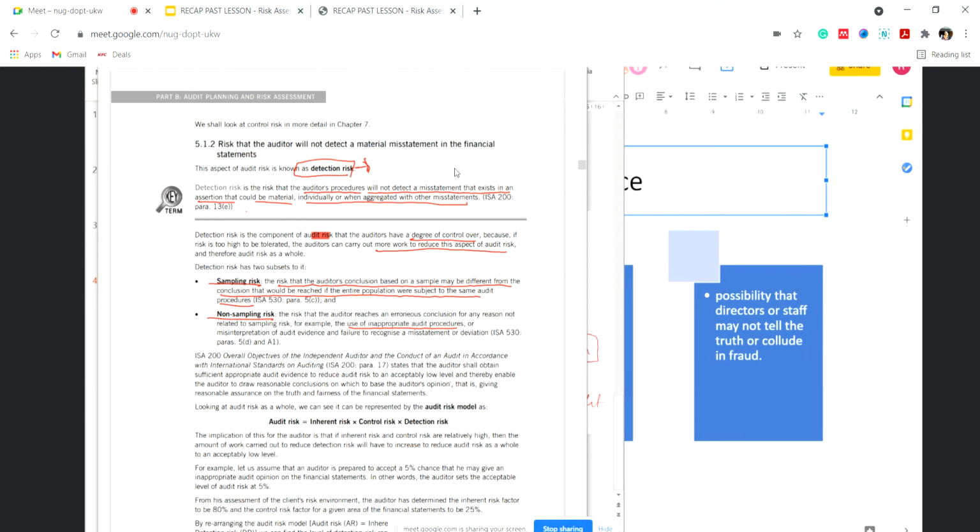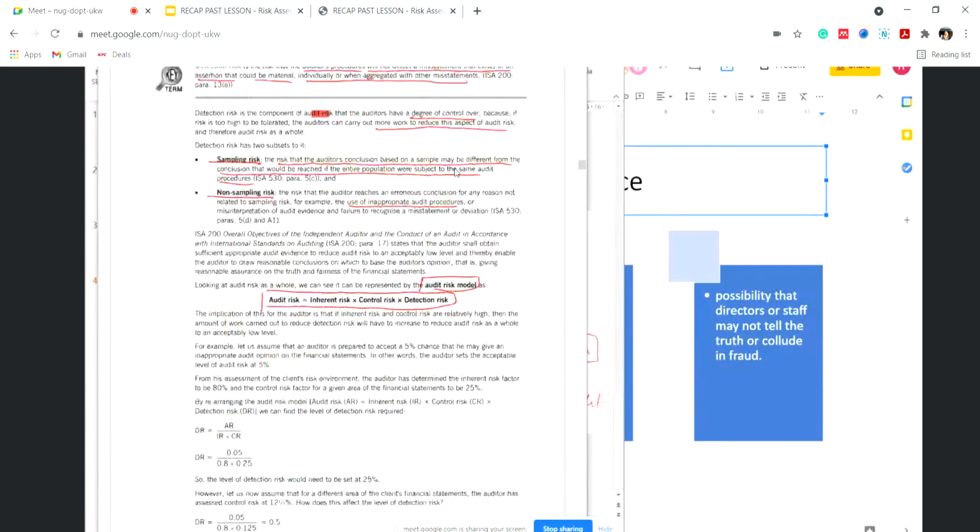So, overall, we can say that all the audit risks just now can be represented by the audit risk model. So, this is the audit risk model. The audit risk equals inherent risk times control risk times detection risk. How do you read this? The audit risk model.